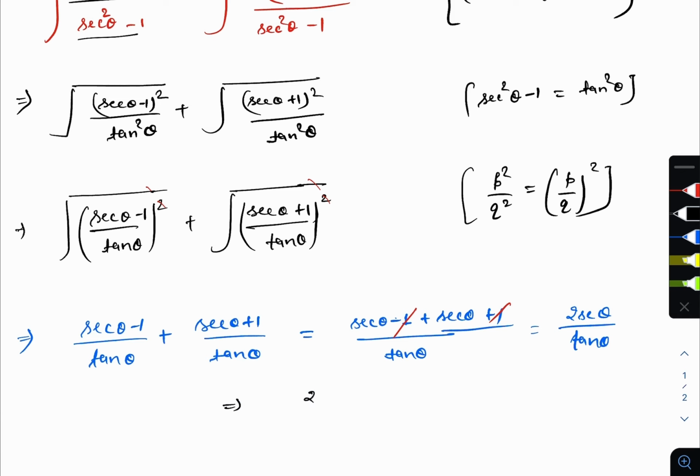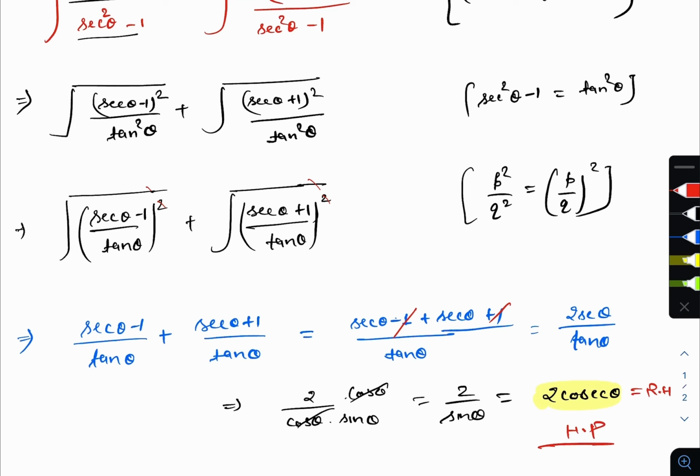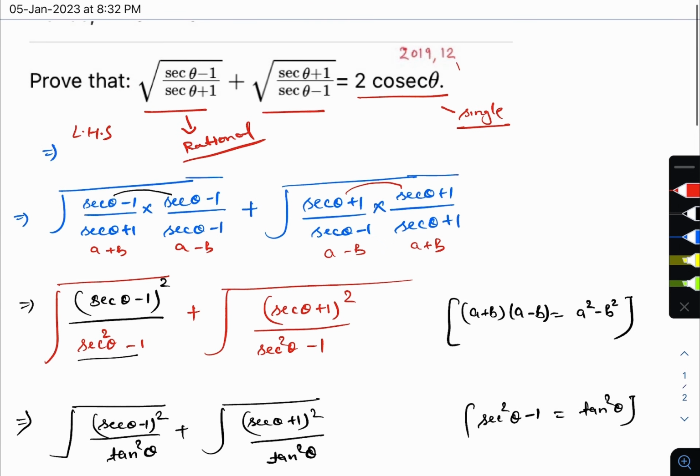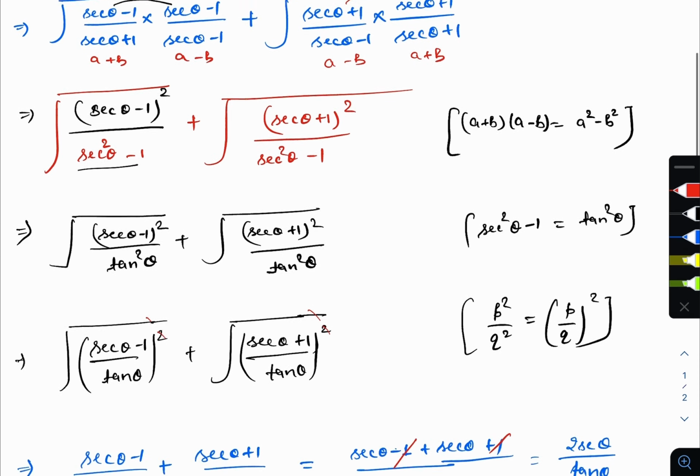secant theta can be written as 1 upon cos theta, and tan theta can be written as sin theta upon cos theta. So this will be 2 upon sin theta, and you can write this as 2 cosecant theta. So this is the answer, and this is equal to the RHS. Hence proved. This is the RHS only, 2 cosecant theta. So I hope this is clear to all. Nothing we have done except the rationalization.